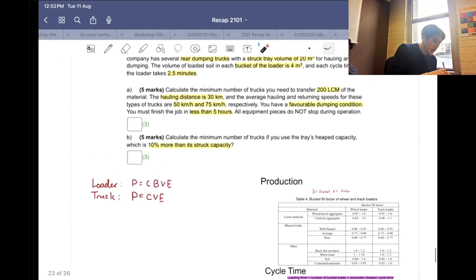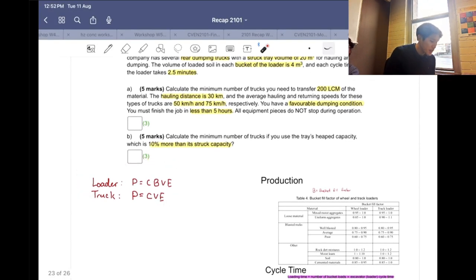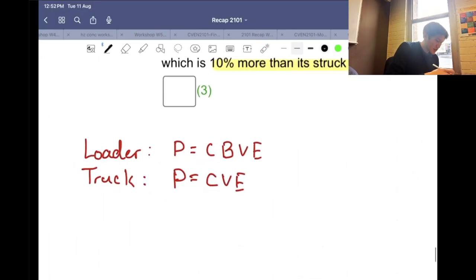So we have the formulas here. P equals C B V E for the loader and P equals C V E for the truck. What's important here is that the C stands for the cycles per hour. This is quite different from cycles per minute. Wait, what am I saying? Sorry. So for the loader, oops, sorry.